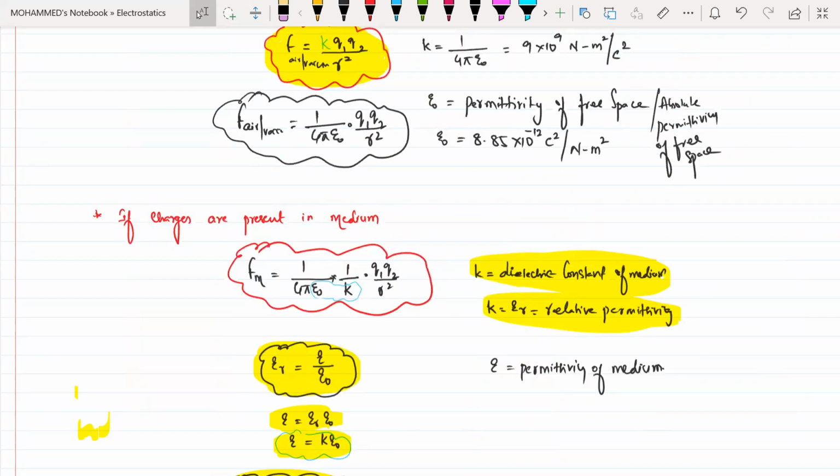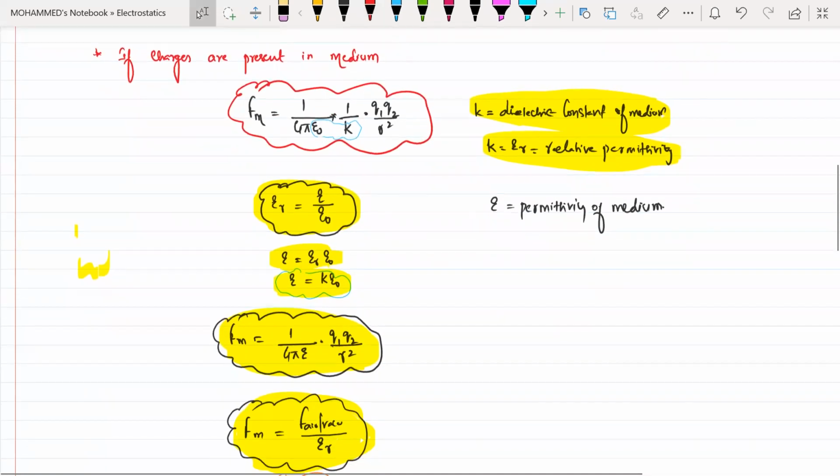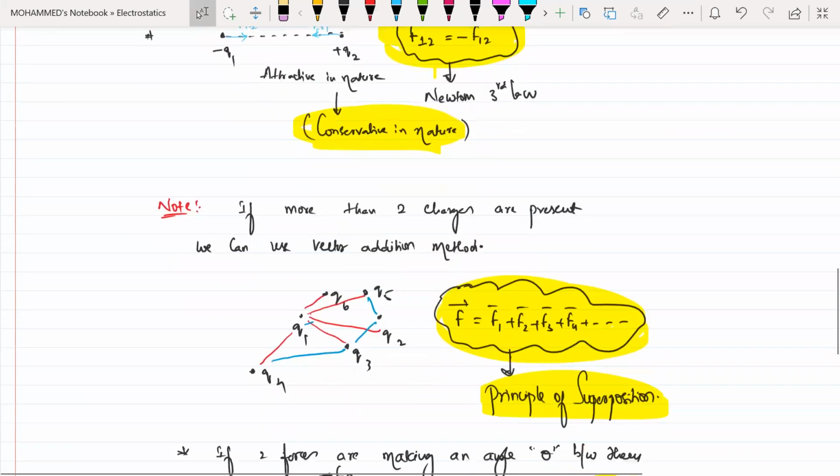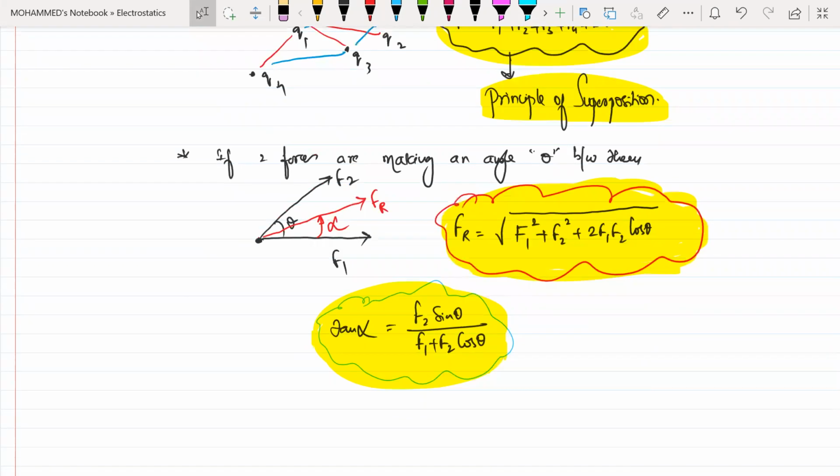And relative permittivity is the ratio of the permittivity of the medium divided by the permittivity of air or vacuum. That is represented by K. It is conservative in nature, as I also told you, and it obeys the principle of superposition. So we can apply the vector addition formula.